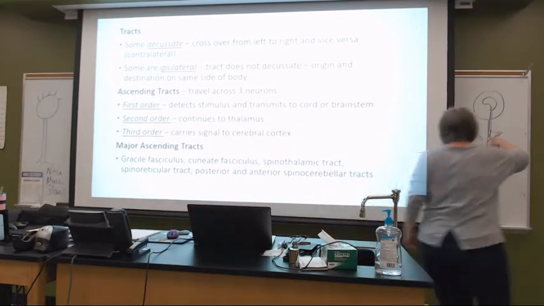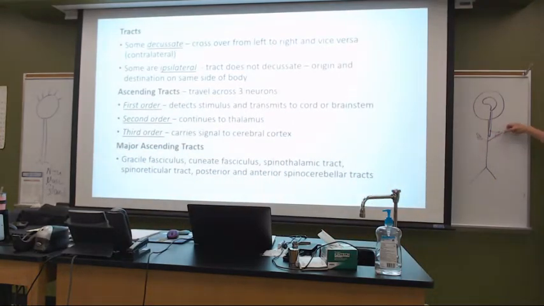Like over here where I tried to do my little representation, this was the receptor in the muscle that took it to the spinal cord. That's my first order. My second order is what is going to be synapsing in my spinal cord or the brainstem, and it's going to go to a region known as the thalamus. Do you all remember that from parts of the brain?